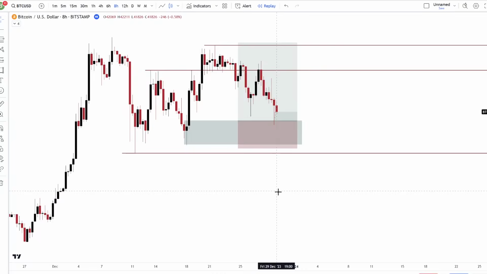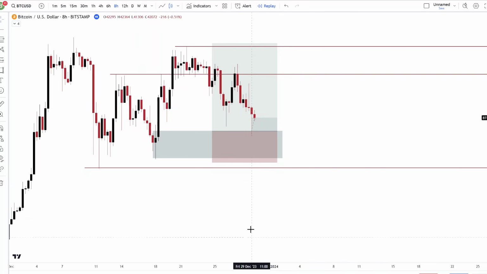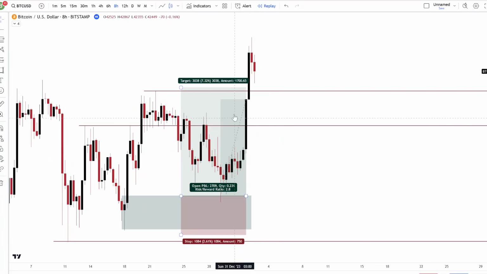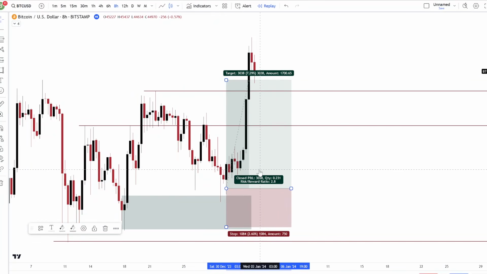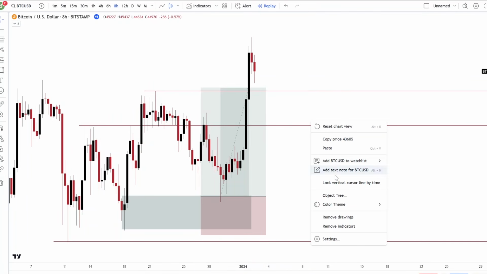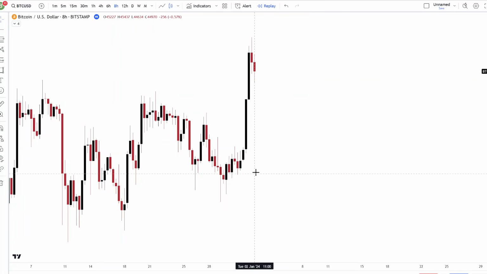Okay, now we got a reaction. Let's see if we can get a 1-to-1, then go to break even. And it hit our second TP as well. So this is the entry that you want to focus on. So let's carry on. Let's delete everything and start again to keep it clear.